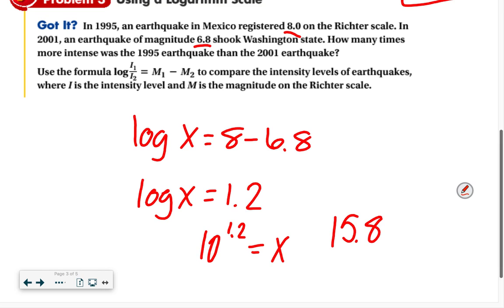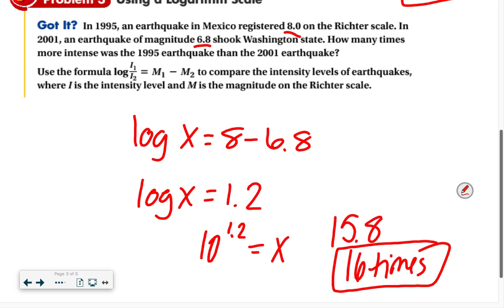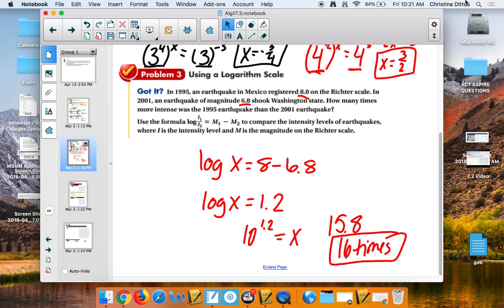So which one? My Mexico one was almost 16 times more intense. I rounded. 15.8 times more intense. Okay. Questions? Like I said, I know this is all new stuff. Ask if you have them.